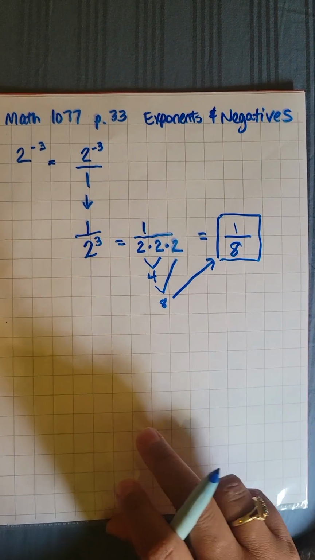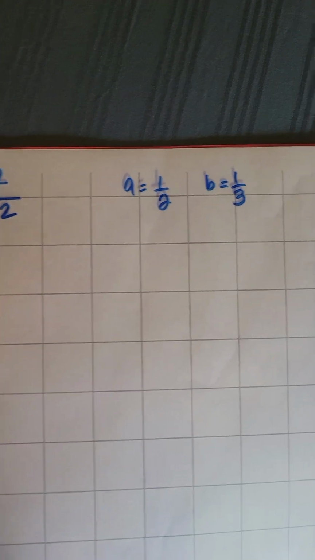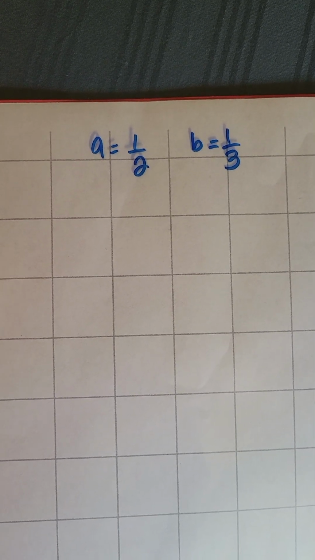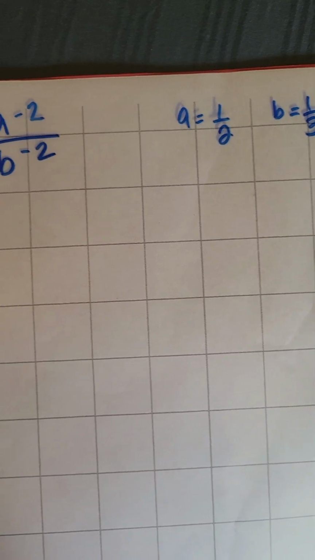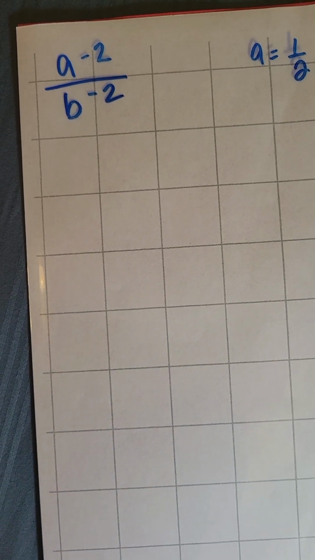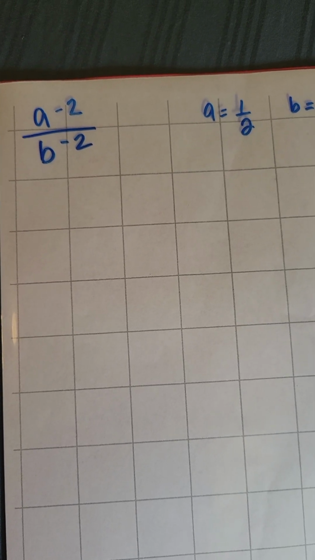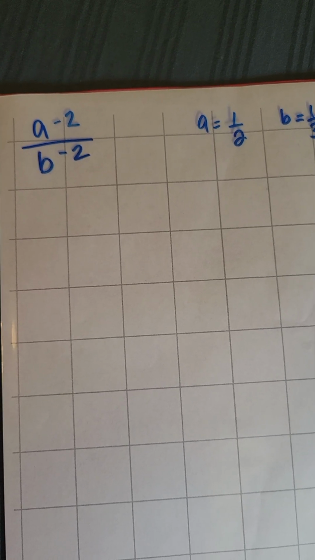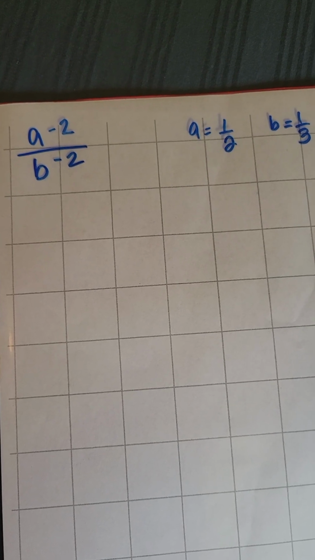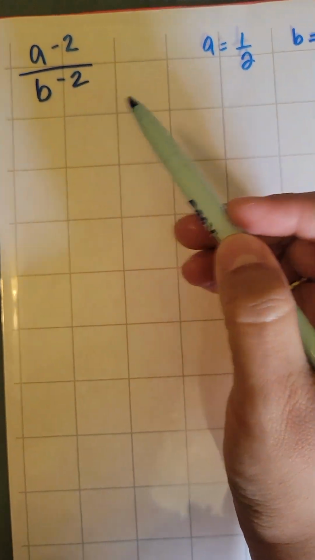Now on the second half of the page, they're giving you variables. The variable is a equals 1/2 and b equals 1/3. And then they're putting it into a fraction. So a squared negative over b squared, and it's also a negative. Okay, so now they want you to fill in these variables with this information.